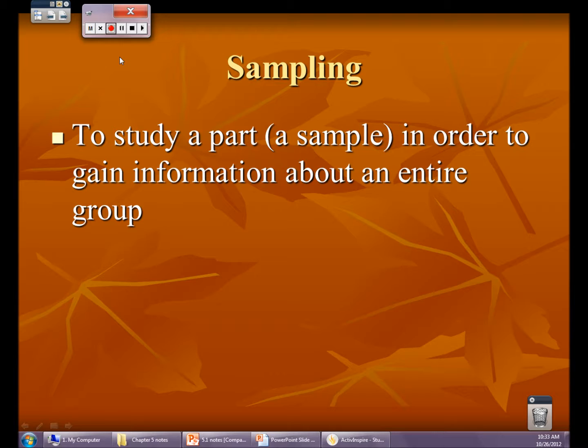But the main idea here is you want to collect data. You don't have time to ask every single person in the population a question. So what you're going to do is just collect a sample. We're going to go and poll just a small percentage of the population of interest so we can gather some information.